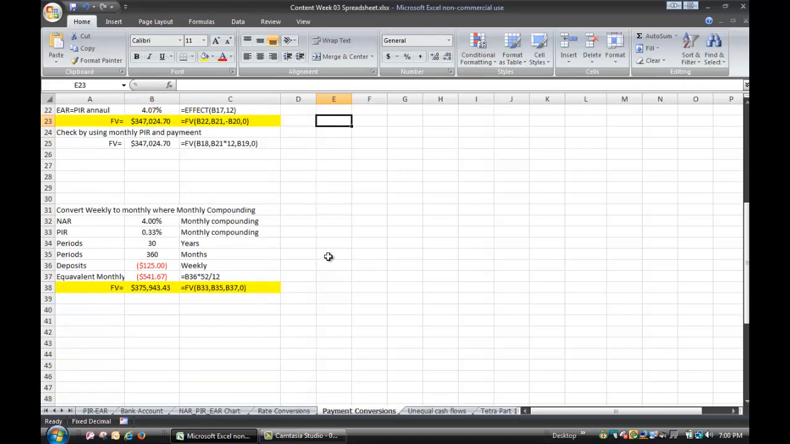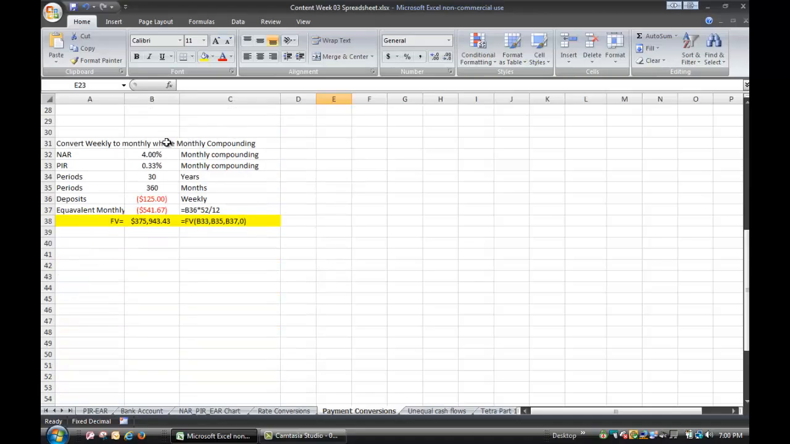Finally, let's look at a situation where money is deposited, say weekly, but the compounding is monthly. So you may put it in the first week of the month, but no interest is going to be earned on that until the end of the month. So you may put in weekly 4 payments, but the interest is only based on what is the balance in the account at the end of the month. So we need to get an equivalent monthly payment.